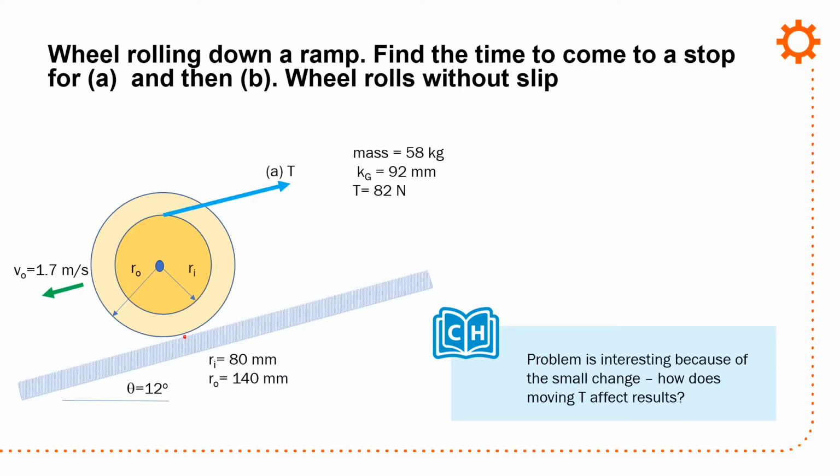Now the only difference between part A and part B is where T is applied. And you're asked to find how long it takes for this to stop. And since it's a time force velocity problem or time moment velocity problem, you're going to end up with an angular or linear momentum problem.